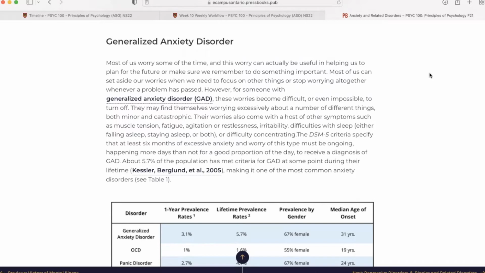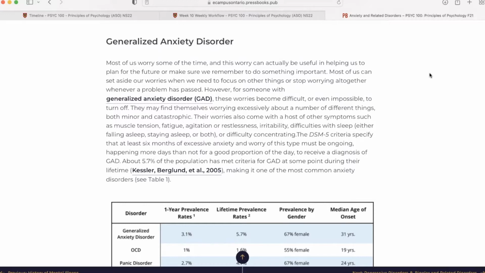However, for someone with generalized anxiety disorder, GAD, these worries become difficult or even impossible to turn off. They may find themselves worrying excessively about a number of different things, both minor and catastrophic. Their worries also come with a host of other symptoms such as muscle tension, fatigue, agitation or restlessness, irritability, difficulties with sleep, or difficulty concentrating.